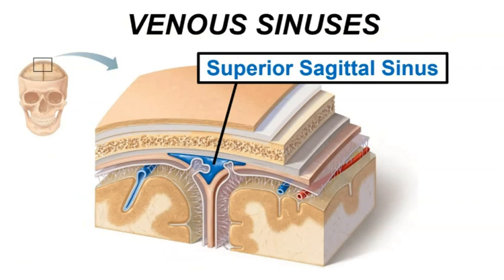One such example of a dural venous sinus we saw when we were examining the structures surrounding the brain, and one of those dural venous sinuses was called the superior sagittal sinus. This sinus drains blood from the blood vessels on the surface of the brain, and it also serves as a site where cerebrospinal fluid can drain from the subarachnoid space.